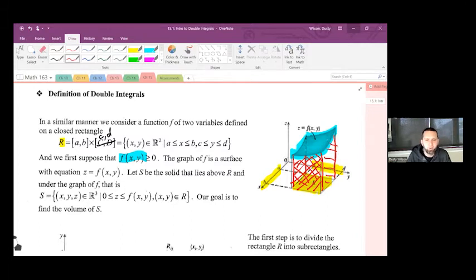So let S be the solid that lies above R and under the graph of f. That is, S is equal to the set of all (x, y, z) in R3 such that 0 is less than or equal to z is less than or equal to f of x, y. That is, we're between the yellow and the blue. And the (x, y)'s are in R, which is the yellow region. Our goal is to find the volume of S.